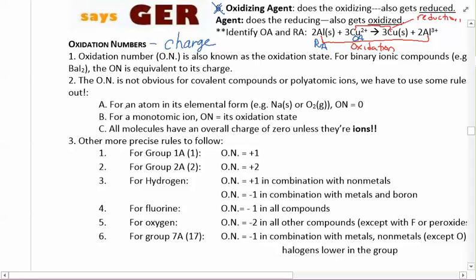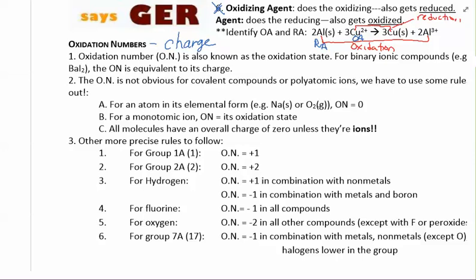The first one is for an atom in its elemental form, such as sodium or oxygen, the oxidation number is 0. So anything that's elemental has an oxidation number of 0. For something that's an ion, it's going to be its oxidation state. If we have the chloride ion, it's going to have a -1 charge. So all of that naming with the ionic compounds is going to come back with us. For covalent compounds, that's where it gets tricky.